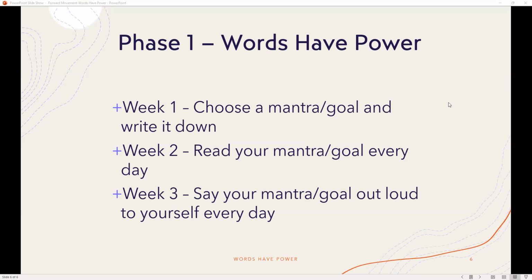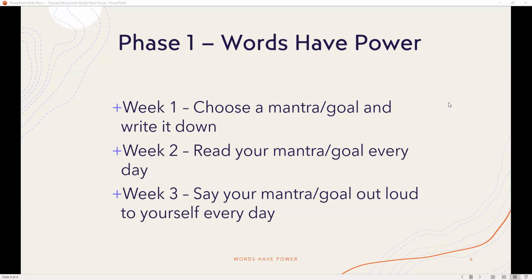So then week 2, all you have to do is read your mantra or goal every day. So you're starting to develop that habit of thinking about that mantra, that goal all the time. And then week 3, you're going to transition into the power of words, the power of saying your goal out loud. So you're going to say your mantra or your goal out loud to yourself every day. And that's all you do for that phase 1.